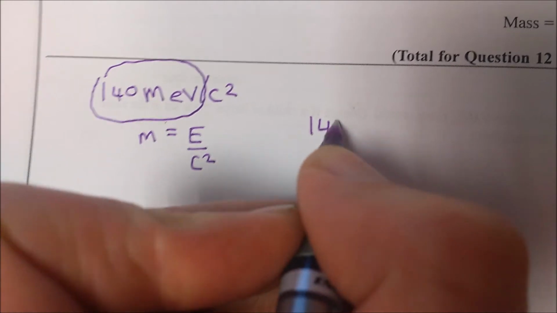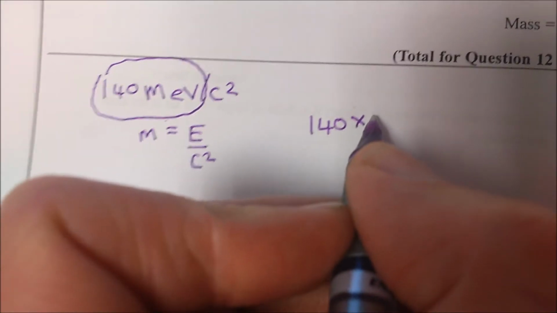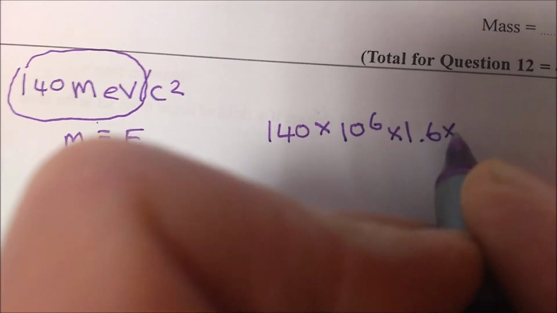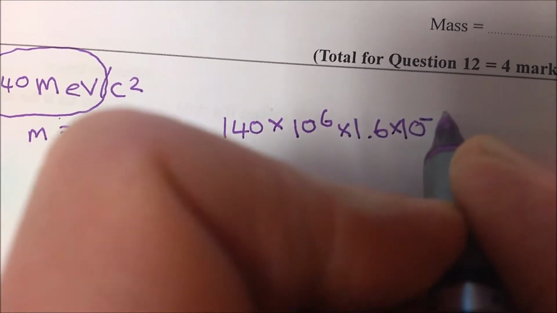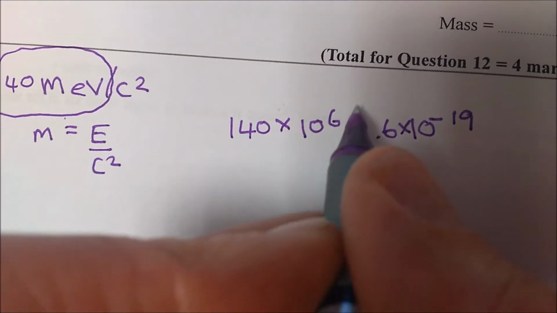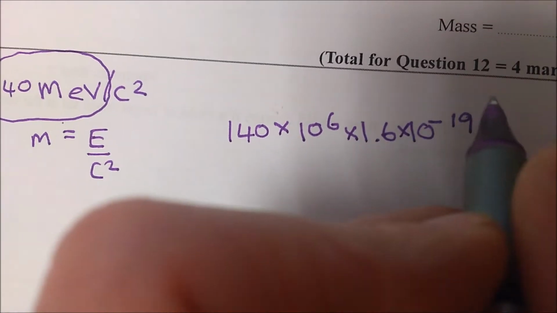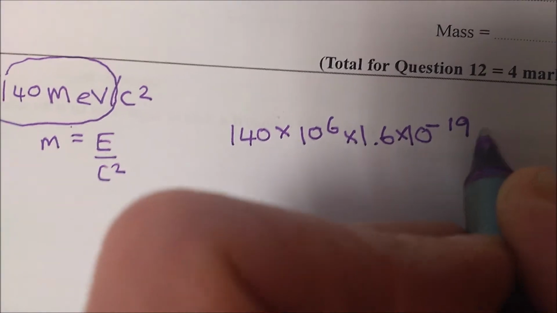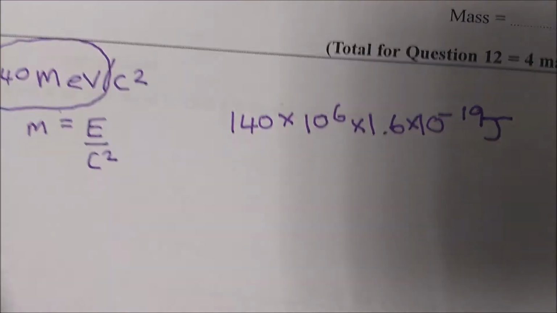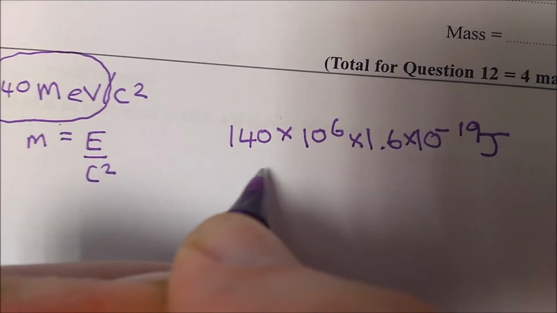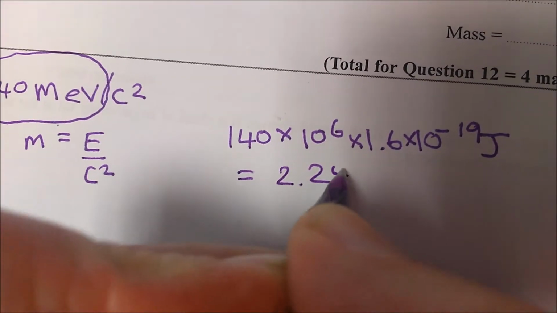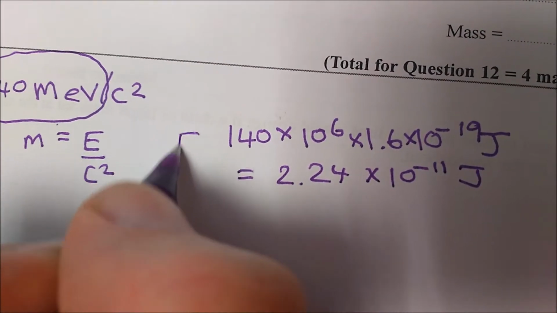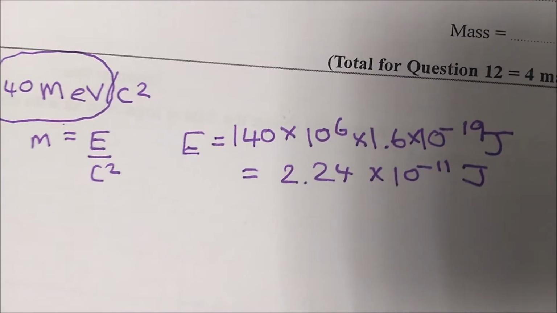So if you want to convert that into joules, 140 mega, and then times by 1.6 times 10 to the minus 19. Remember, 1 electron volt is 1.6 times 10 to the minus 19 joules, and if you've got 140 million of these, you can work out in joules what the rest mass energy should be, and that comes to 2.24 times 10 to the minus 11 joules. That's the rest mass energy of the pion.